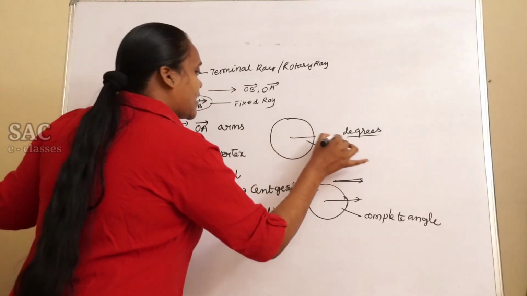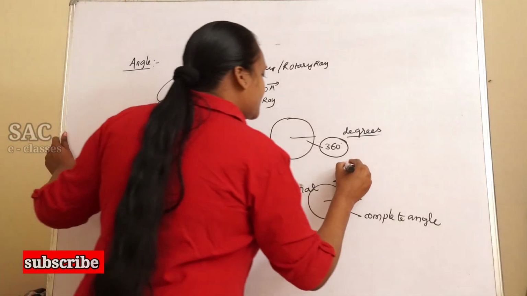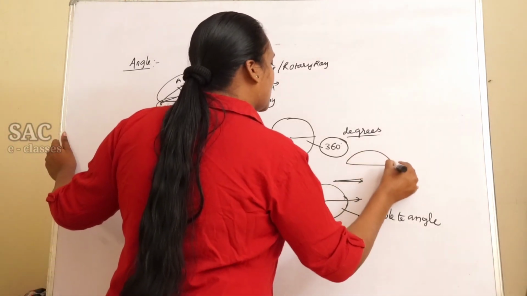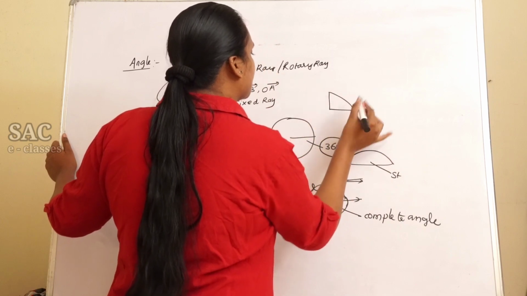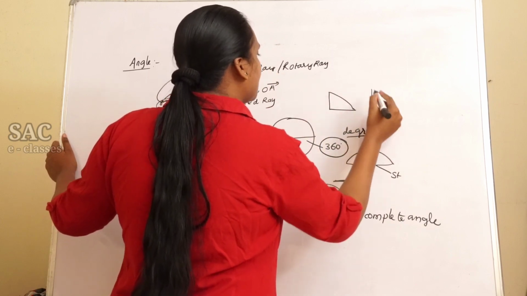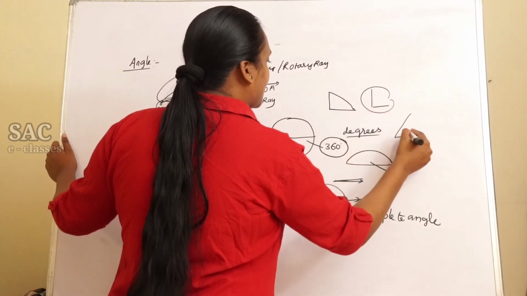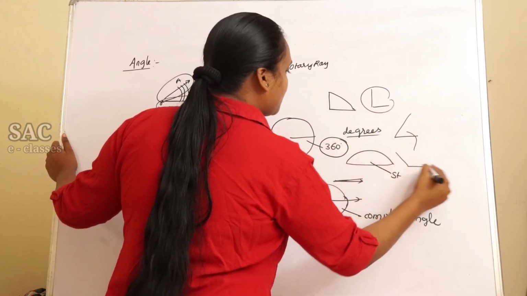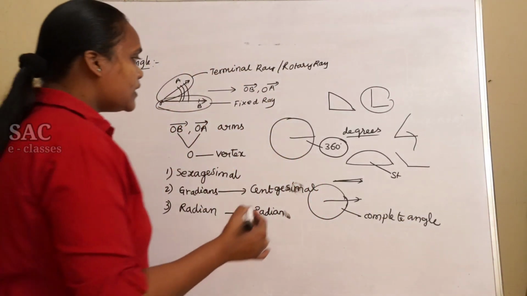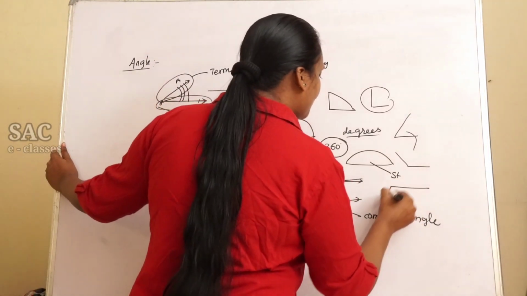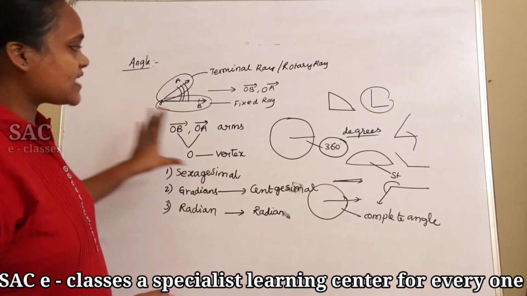Then the complete angle measurement is 360 degrees. Half of the revolution is called the straight angle. One fourth of the revolution is the right angle. Less than one fourth of the revolution is called an acute angle. More than one fourth of the revolution is called an obtuse angle. More than half of the revolution is called a reflex angle. These are the types of angles we know.